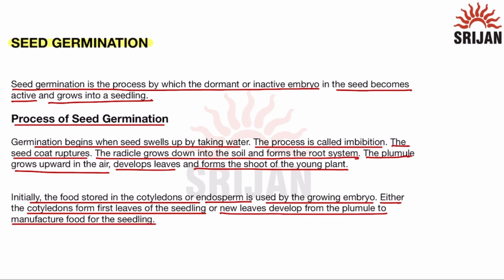So, after the process of seed germination, the cotyledon develops the first leaves or new leaves can develop from the plumule, because we need food for the plant, so leaves help to manufacture that food.